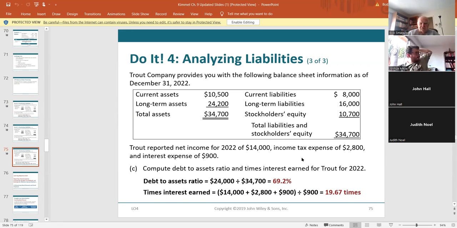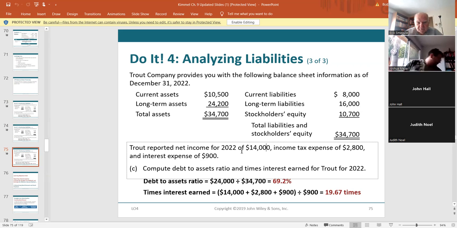And the times interest earned, well, that's going to be the 14. They're not showing the numbers on here. Oh, here, they give it to you here. 14, 2,800, 900 for interest expense divided by the interest.